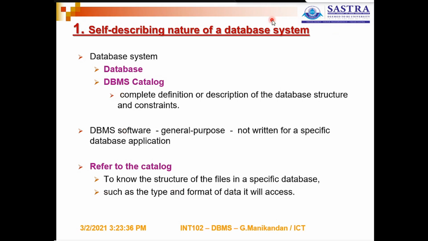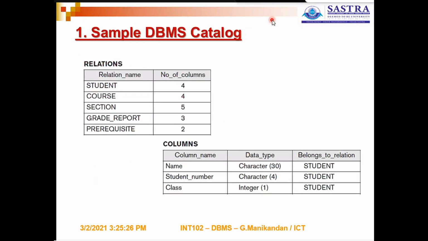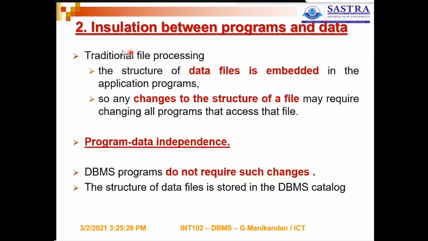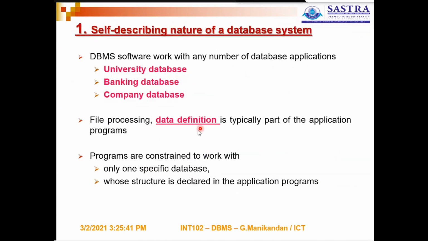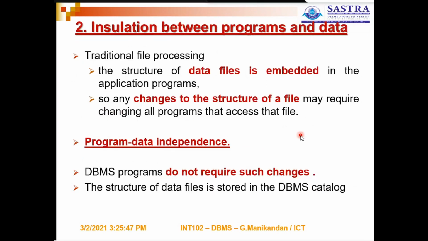So in continuation to that, what is the second characteristic? The second characteristic is insulation between programs and the data. So this is a continuation of the previous point. If you take the traditional file processing system, the data definition is stored as part of the application program. So your data files are embedded in the application program.